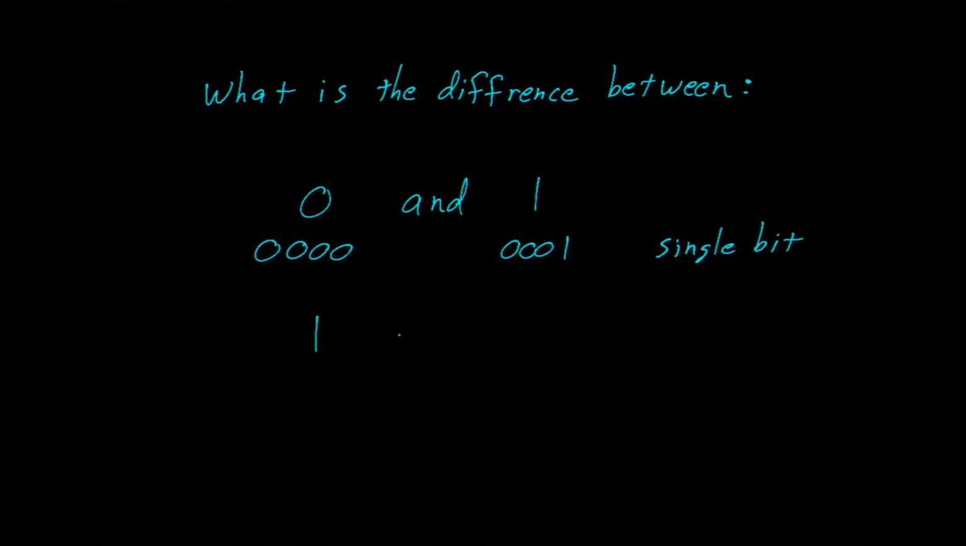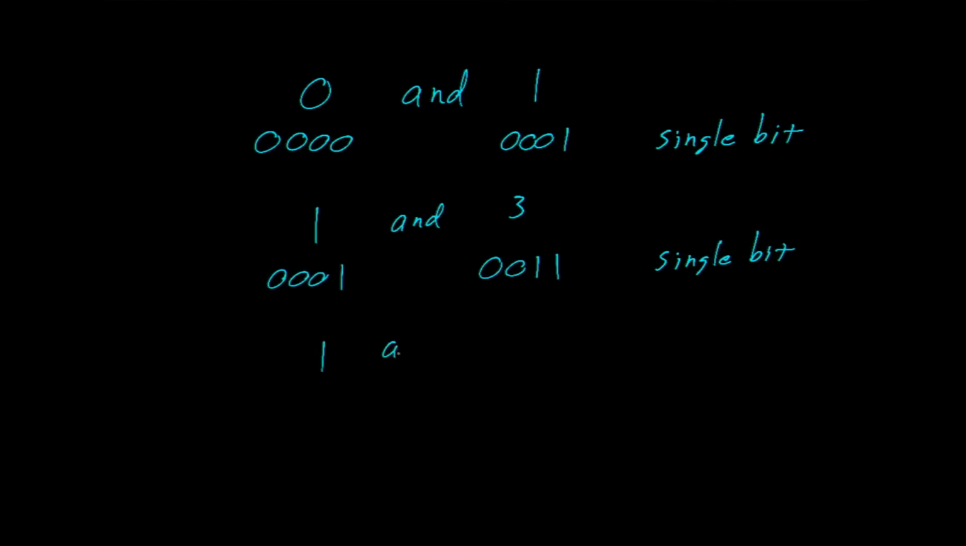What is the difference between 1 and 3? So 0, 0, 0, 1 and 0, 0, 1, 1. We see that is a single bit change. 1 and 5, 0, 0, 0, 1 and 0, 1, 0, 1. Once again, we have a single bit change.